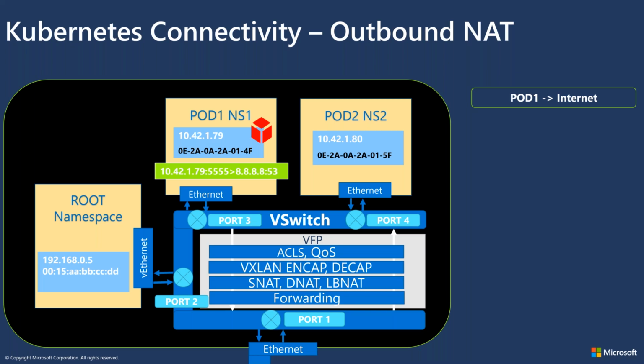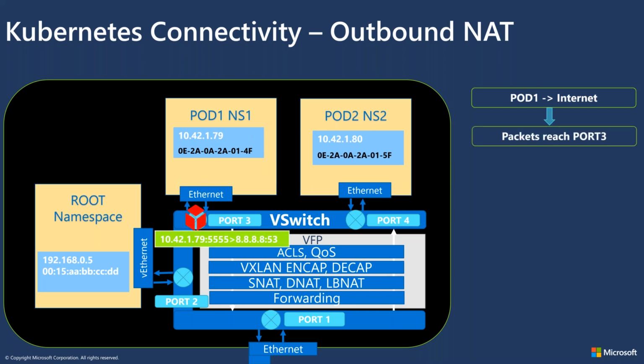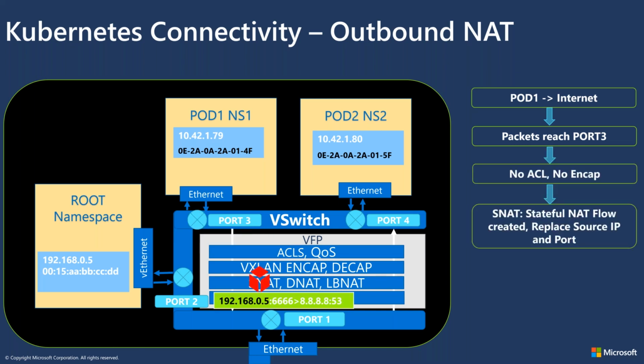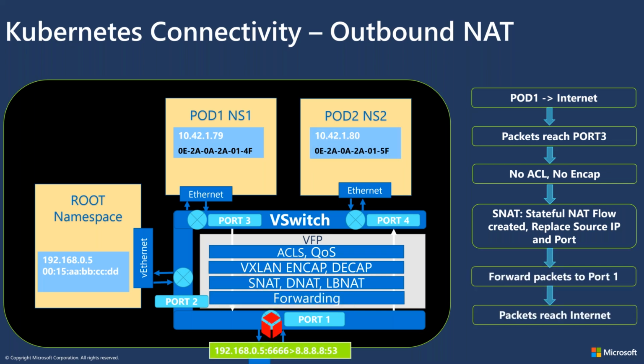So here pod 1 is trying to reach the internet. The packet reaches port 3. Since the destination IP doesn't fall in the pod CIDR or the service CIDR, it bypasses the encap layer and goes to the NAT layer. VFP has this rule called SNAT, which creates a stateful NAT where it replaces the source IP of the pod with the source IP of the host and the port, and sends the traffic out. The reason this is a stateful NAT is so that a flow is created, so that when the response comes back, it will be mapped back to pod 1.